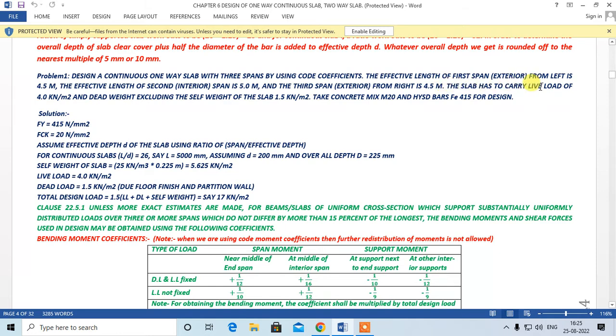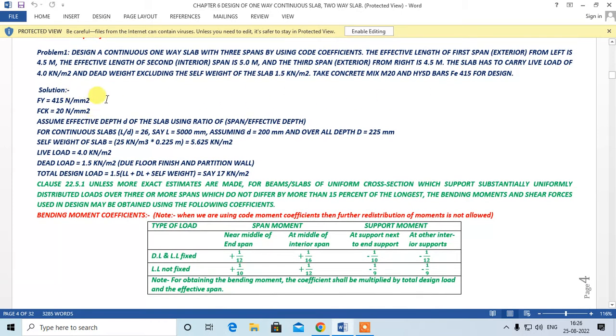The slab has to carry a live load of 4 kilonewton per meter square, and the dead weight, excluding the self weight of the slab, is 1.5 kilonewton per meter square. Take concrete mix as M20 and use HYSD Fe415 for design. Okay, so given to us in the solution that fy is 415, fck is 20 Newton per mm square.